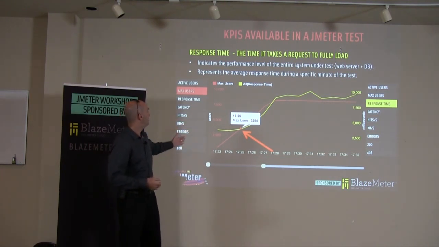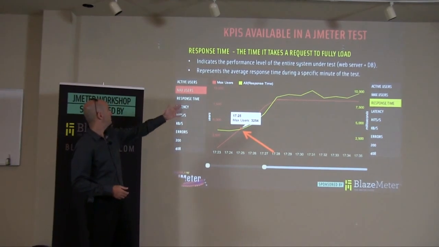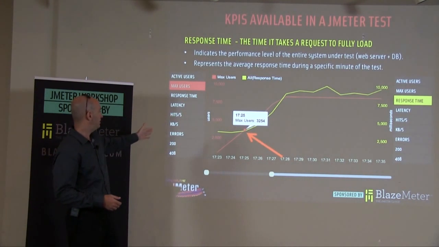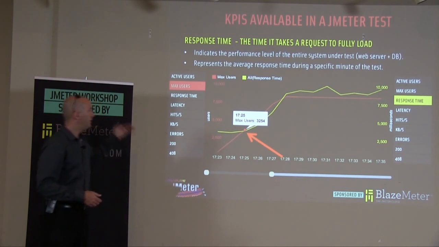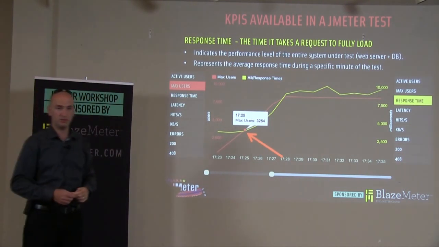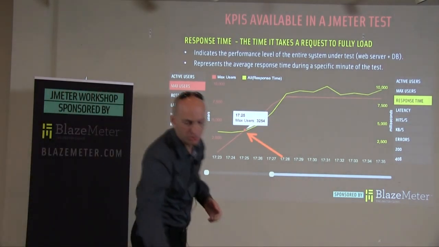This is an example of a test going from 0 to, I don't know, about 8,000 concurrent users in a period of 5 minutes. This is stress. And you see the response time go up at a certain point. Okay? An example of what you can get with JMeter.